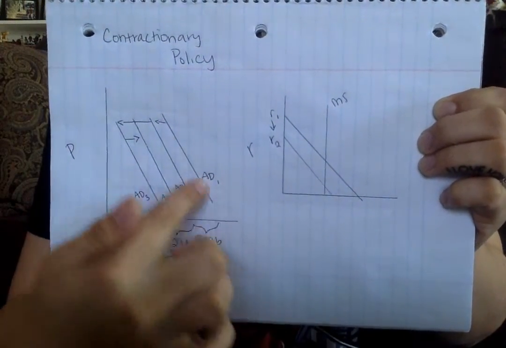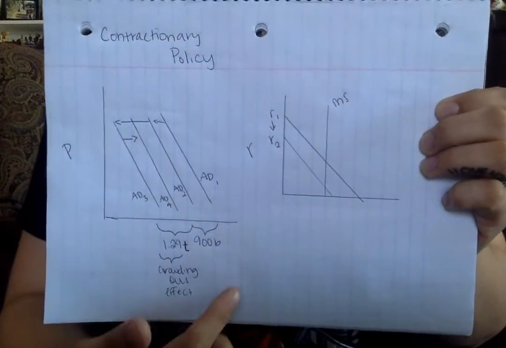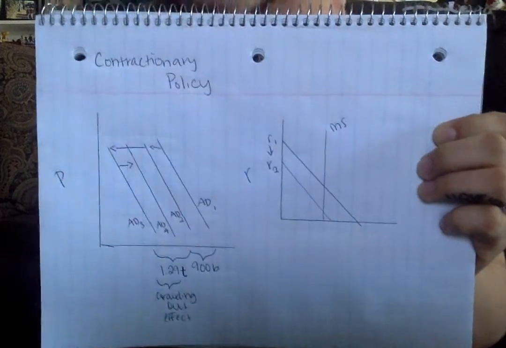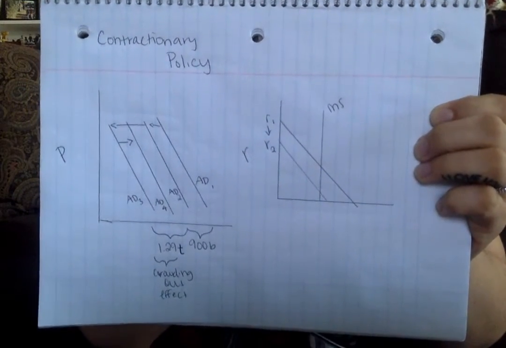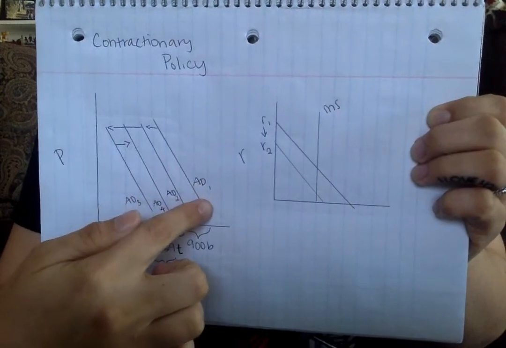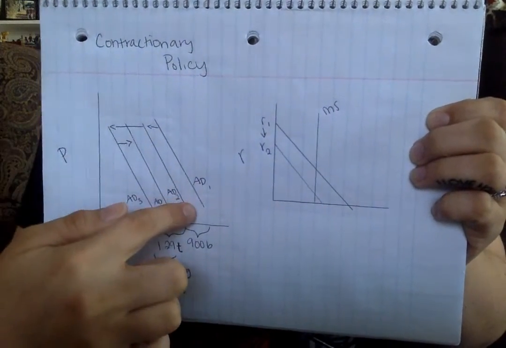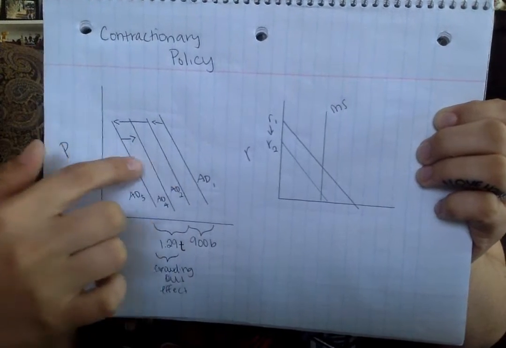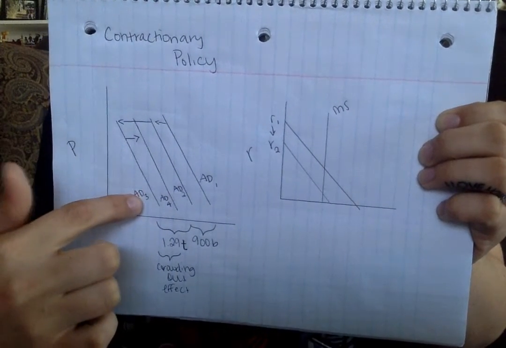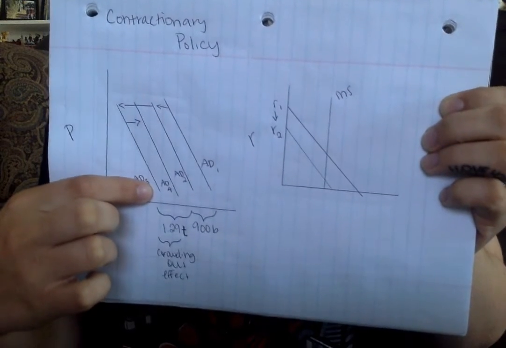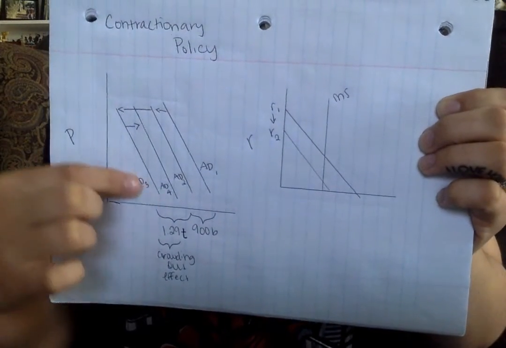So we're going to start right here with aggregate demand 1, and it's going to go down by about $900 billion, which is how much they estimated the taxes to be. So it's going to go from aggregate demand 1 to aggregate demand 2 right here. Because of the money multiplier, it's going to make another jump all the way to aggregate demand 3, which is going to decrease it by about 1.29 trillion.